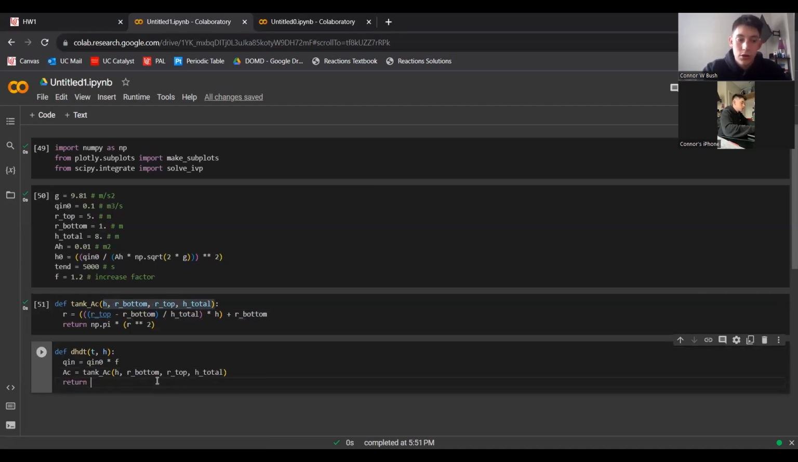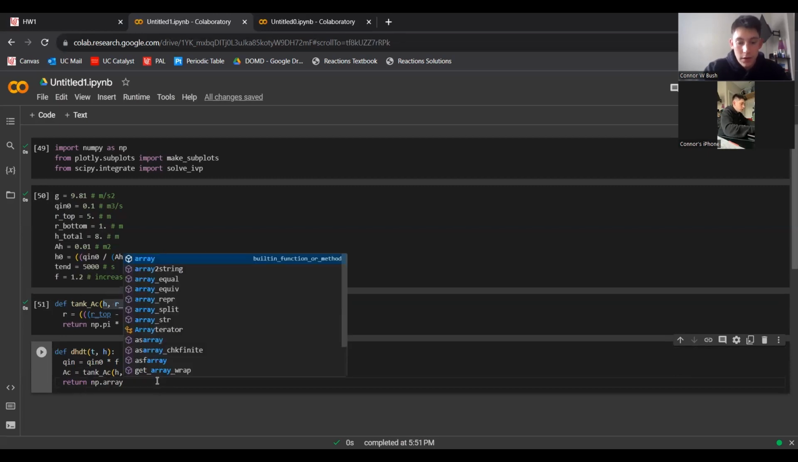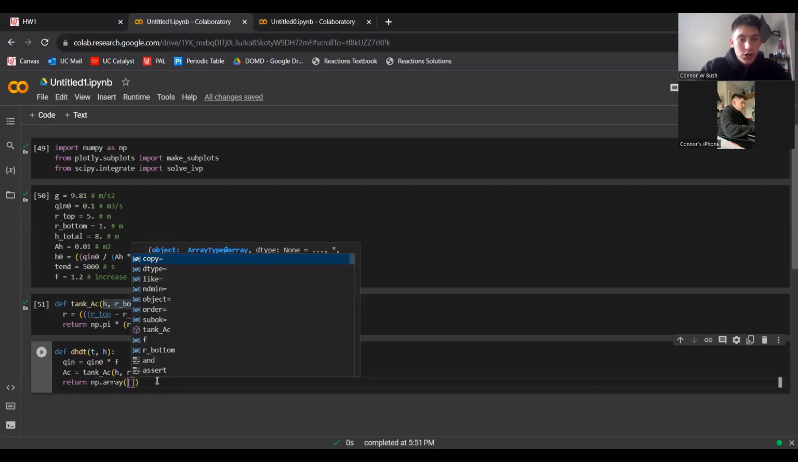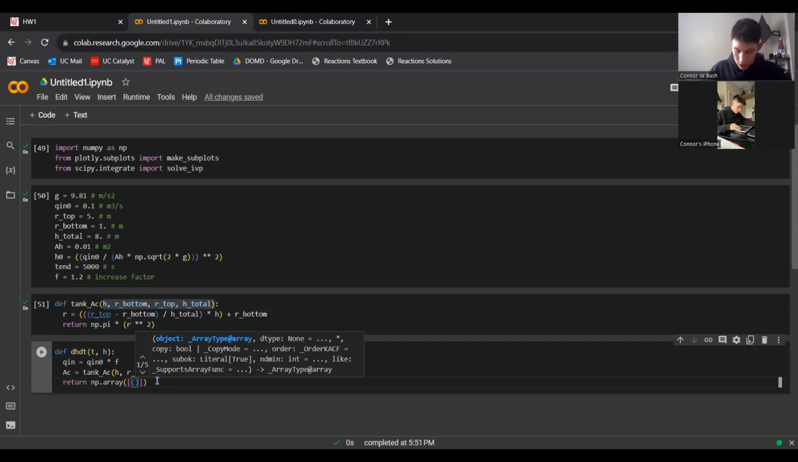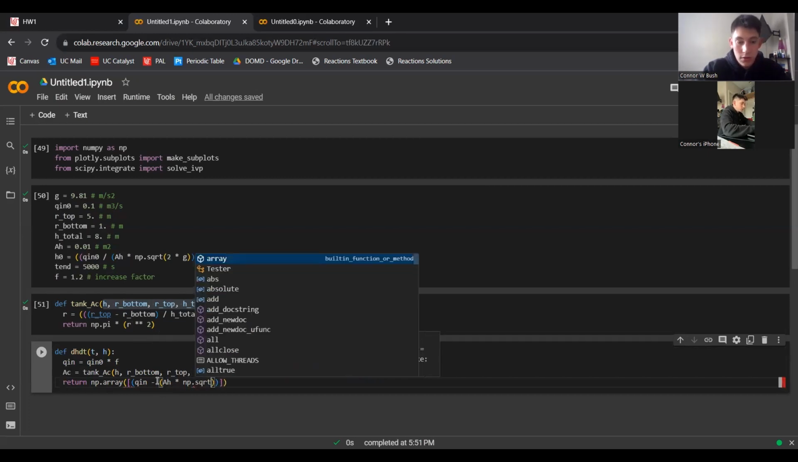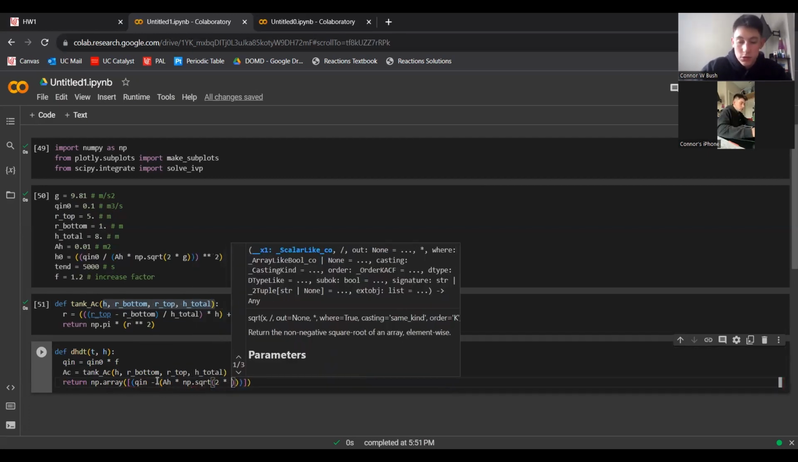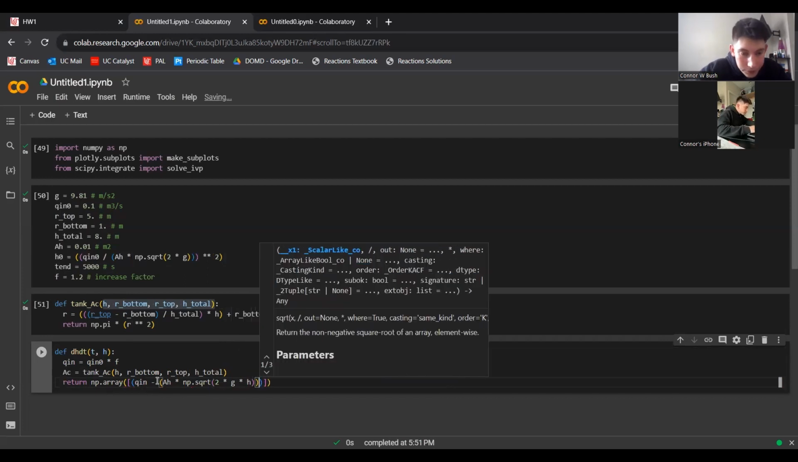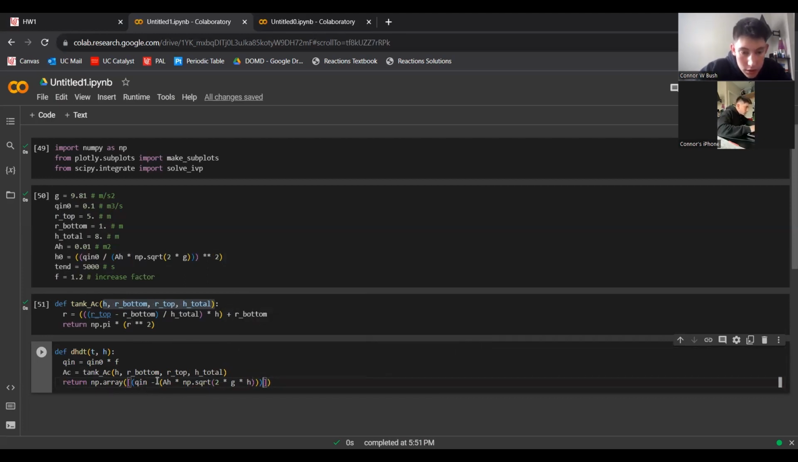And then we want to return an array of values. So here we are going to use the dH/dt equation that we derived here. So I will type that in now. That is the flow rate coming in minus the flow rate coming out. We expressed that as the cross-sectional area of the hole multiplied by the square root of 2 times g times h. And then all of this is divided by the cross-sectional area AC.